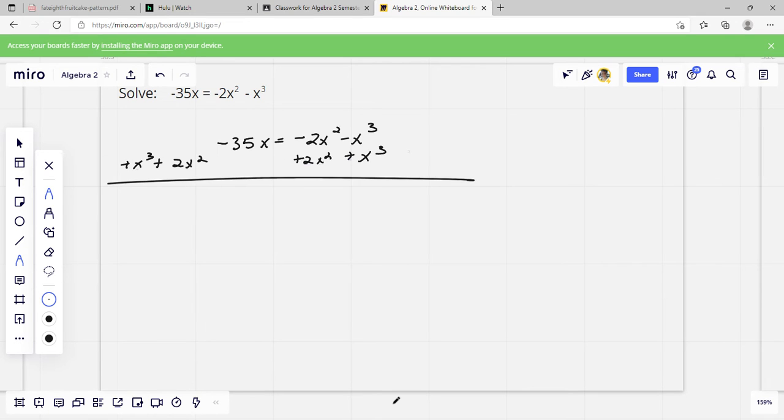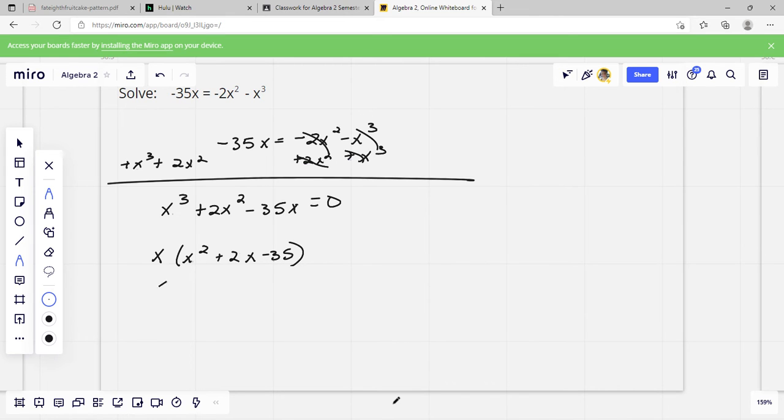Okay, this is all going to cancel. I'm going to get 0 on that side. And then I'm going to have x to the third plus 2x squared minus 35x. Before I can factor this, I noticed that all of these have an x in common, so I can go ahead and factor out an x. And then I'm going to have x squared plus 2x minus 35.